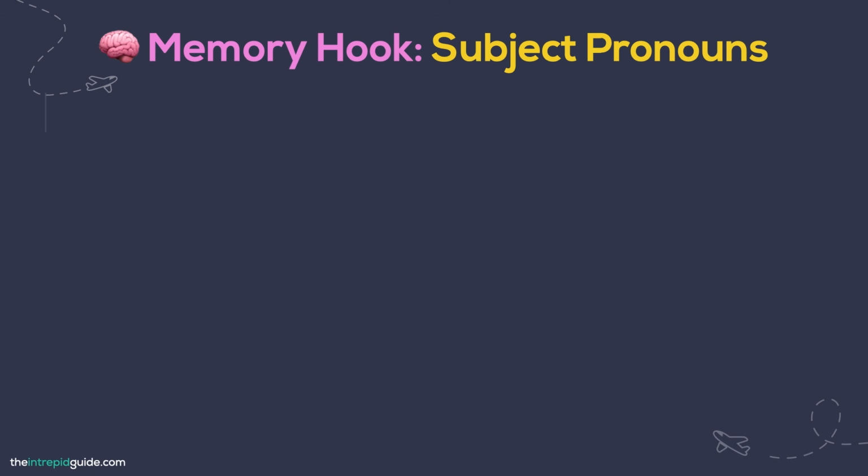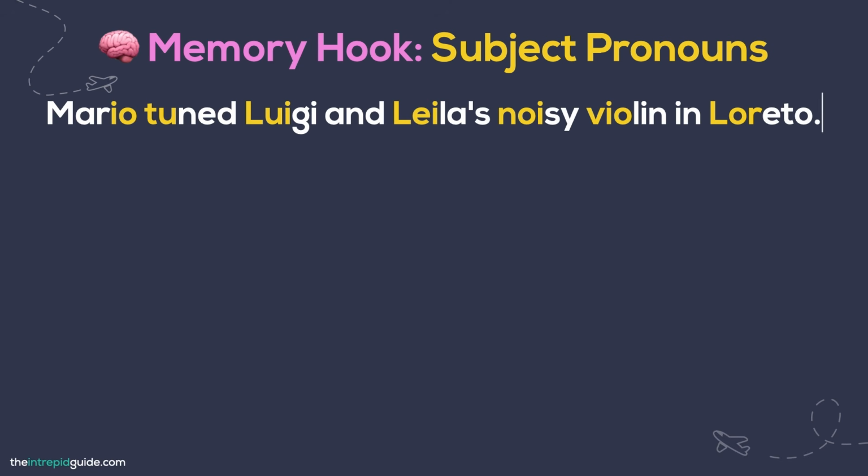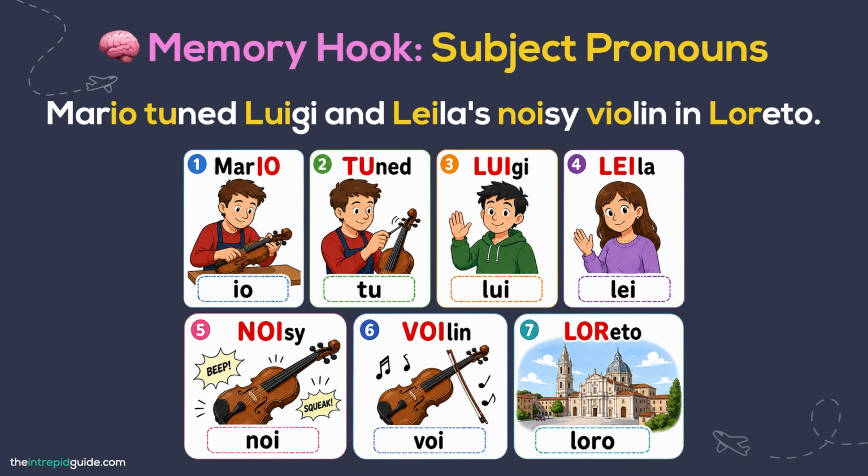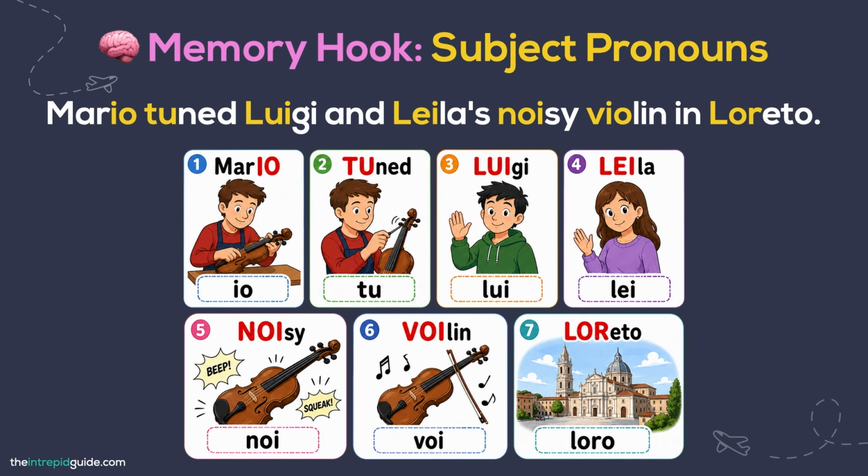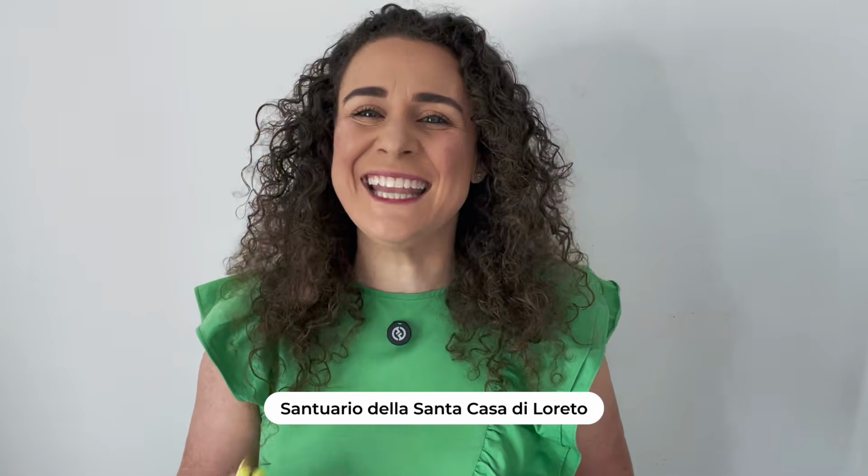Now, to lock these subject pronouns into your memory, here's a mnemonic that you can use. Mario tuned Luigi and Leila's noisy violin in Loreto. Each word contains the subject pronouns with just a slight variation for voi in violin. And here's a fun fact. Loreto is a real Italian town in Le Marche, a region of Italy. And it's here that you'll find a famous pilgrimage site, Il Santuario della Santa Casa.